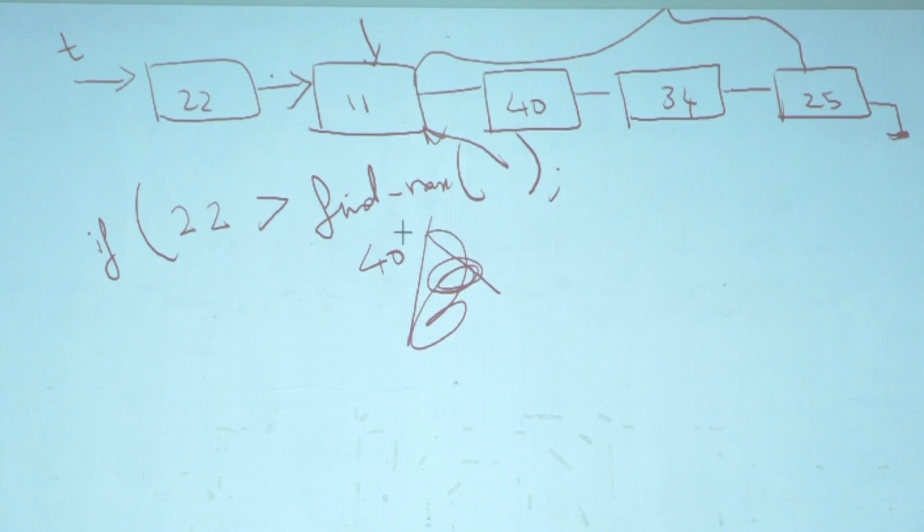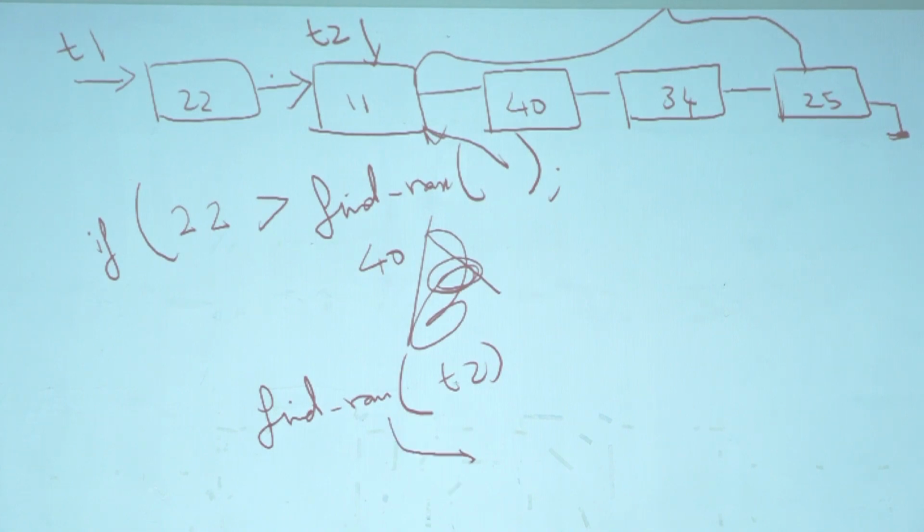How will it come? Again by its own recursion, which will follow. So is 22 greater than 40? No. So the answer will be, I'll call again find max of the list starting at 11. So let's call this pointer T1. For the sake of example, let's call this pointer T2. What is T2? T1's next. Okay. So find max of T2. It will translate into this. Anyway, it has done this before. So find max of T2.